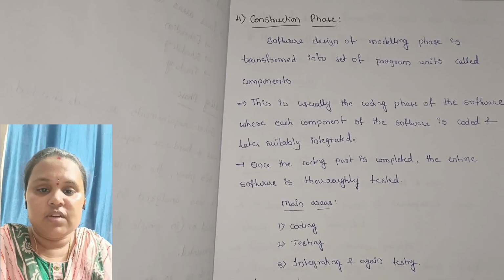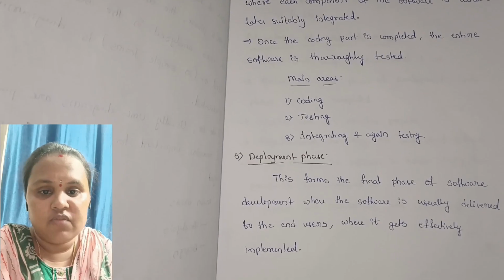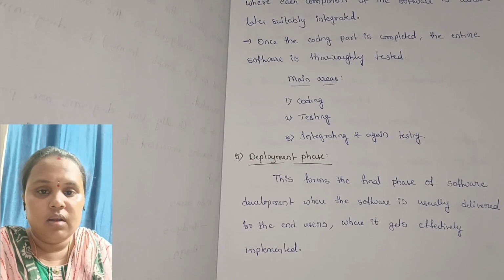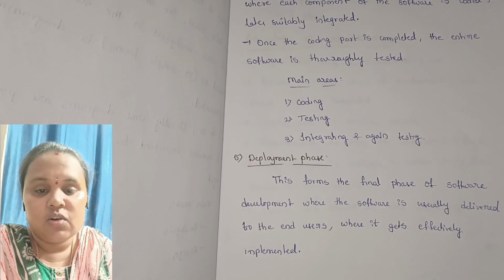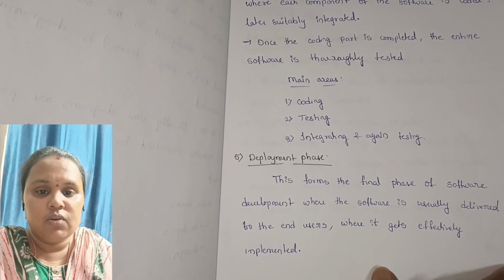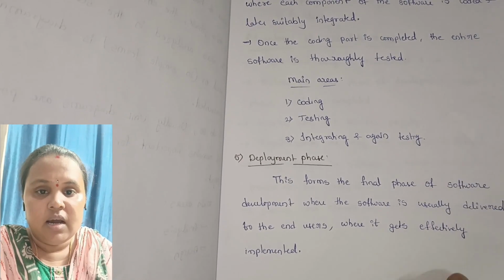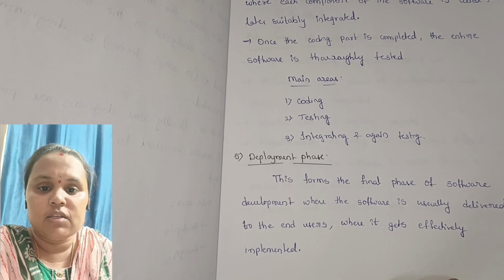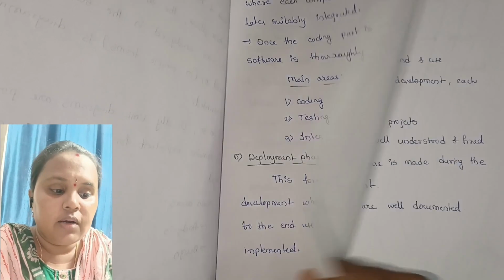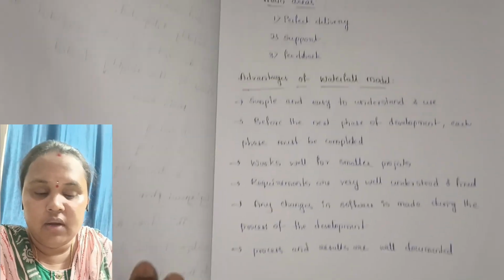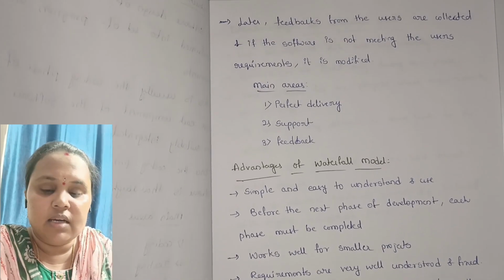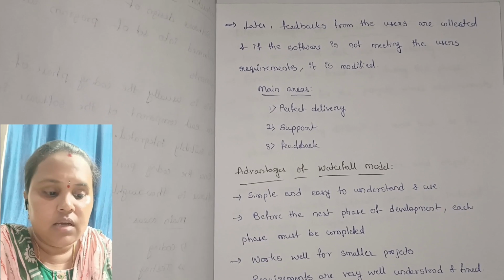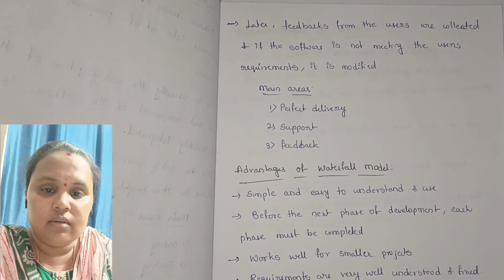Coming to the next phase, deployment phase. This forms the final phase of the waterfall model for software development. Here the software is usually delivered to the customers, and we should take feedback from the users related to the particular software product. According to that, modification should be made. The main areas we can consider: delivery, support, feedback.